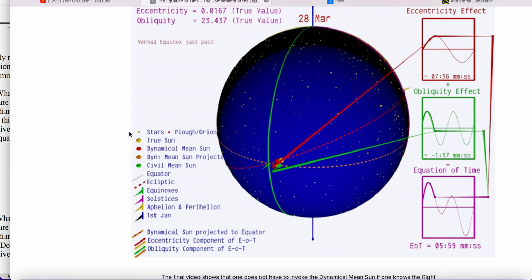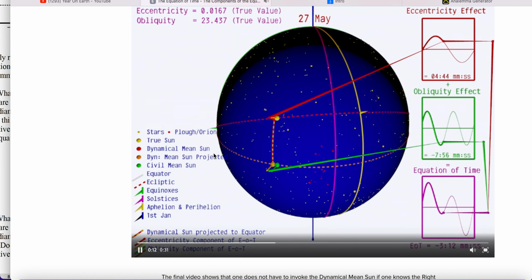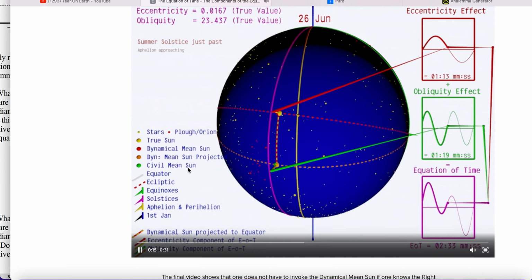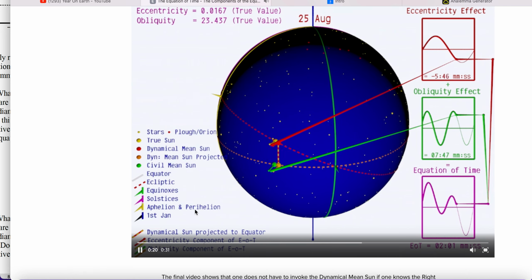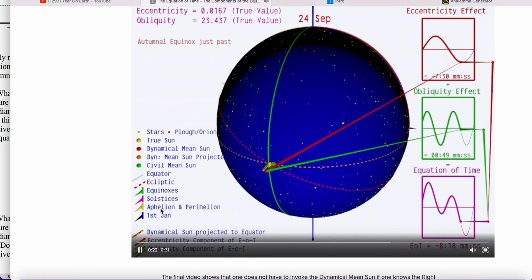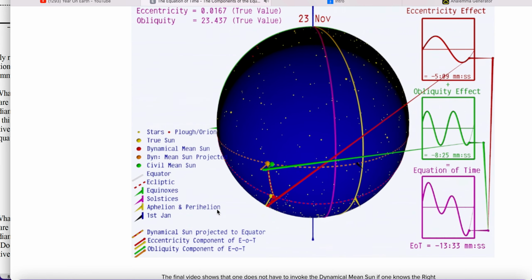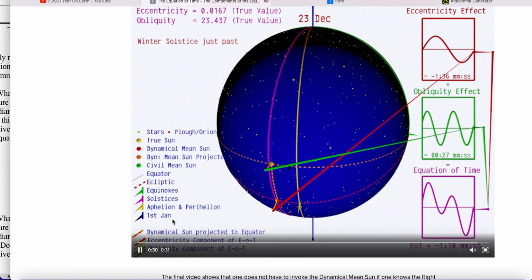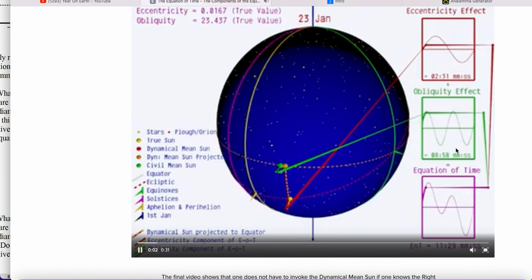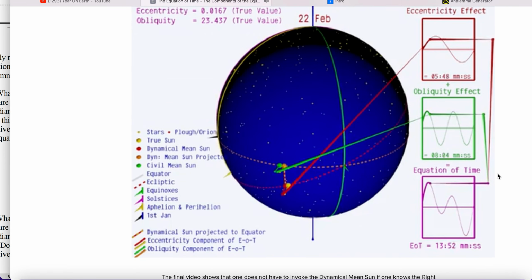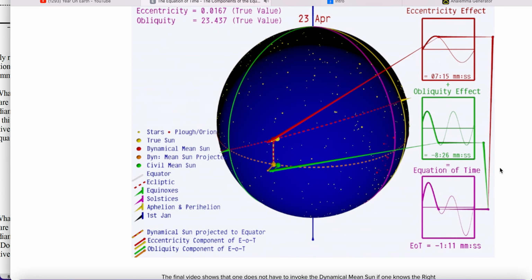Okay, and you can see here that we're looking at, over the duration of a year, the location of the true sun, the dynamic mean sun, and the projection of it, the civil mean sun. We're looking at key points like the equinox and the solstices, as well as the aphelion and the perihelion, which refer to the furthest distance the Earth is from the sun, the aphelion, and the perihelion, which is as close as the Earth gets to the sun. And also the 1st of January, to show the start of every year. And we can see this combined effect tracing out the equation of time, by just having these two combined effects of eccentricity and obliquity.